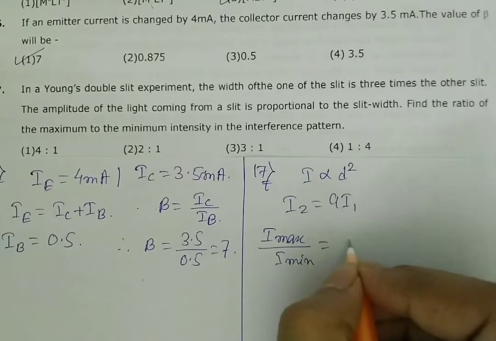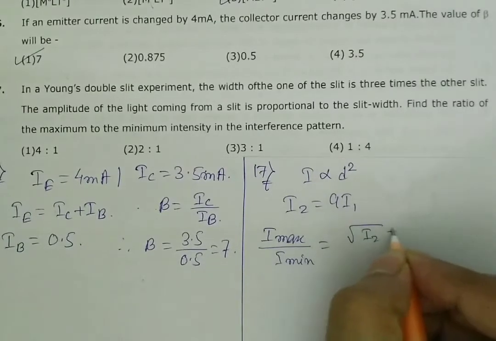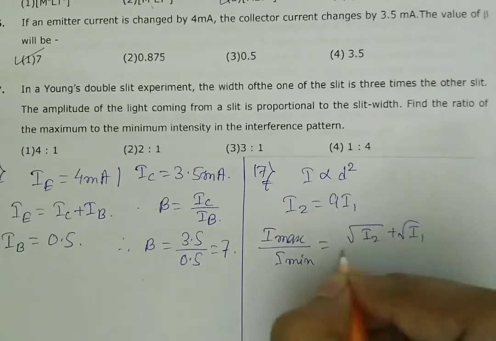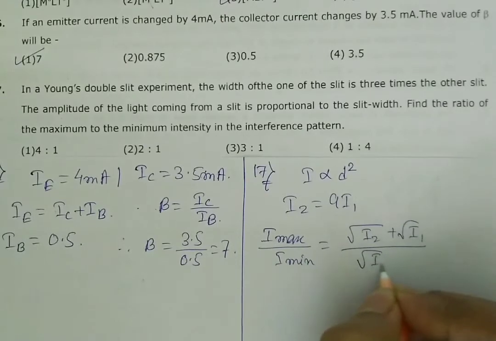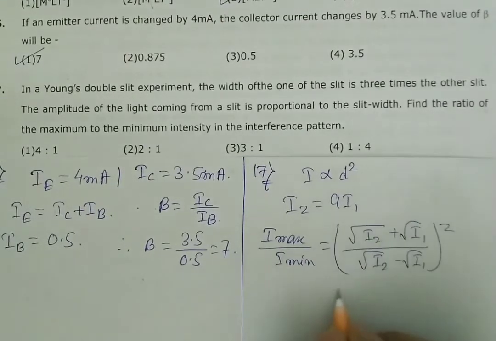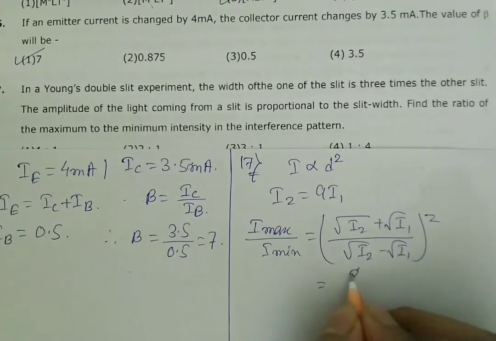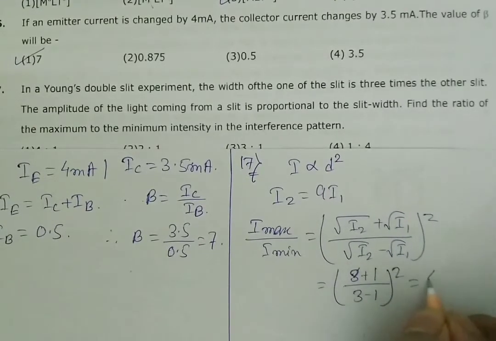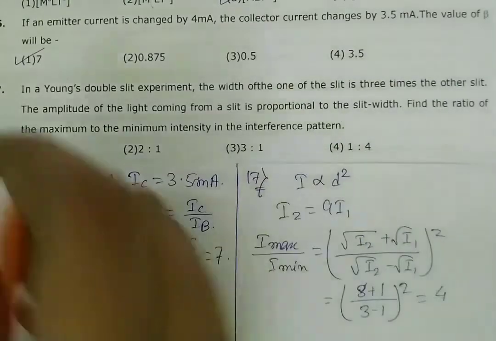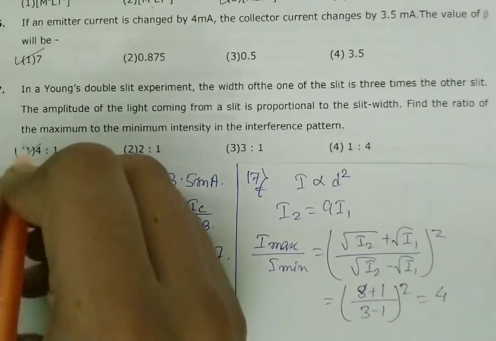So this is the formula: root I2 plus root I1 by root I2 minus root I1, whole square. This will be 3 plus 1 by 3 minus 1, whole square. This will be 4. So our correct option will be 4:1.